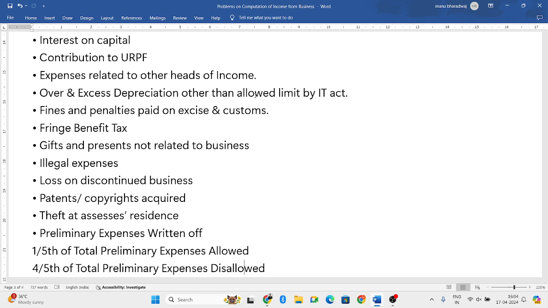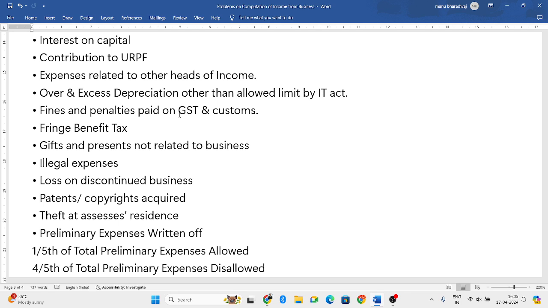Fines and penalties paid on excise and customs. Customs you have, excise is not there now, so let us take it as GST. You would not have done the filing on time, so you would have paid certain penalty for that. All penalties and fines are not entertained, so they are not considered admissible expenses.